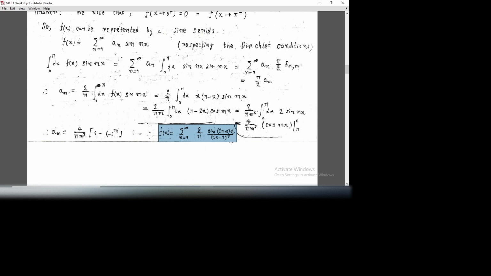So how did I get this result? One thing, please notice that when m is an even integer, clearly minus 1 to the power of an even integer is 1, and that means when m is an even integer, this a_m is 0. And when m is an odd integer, we get 1 minus minus 1, that means 2. So when m is an odd integer, the result should be 8 by pi n cube.